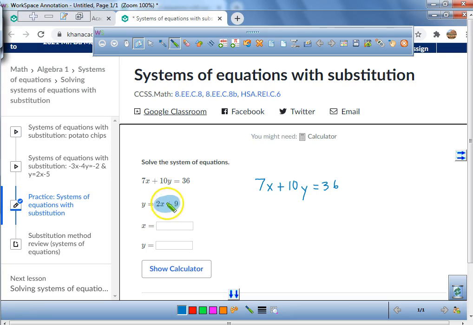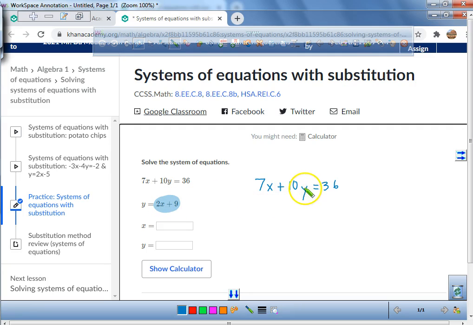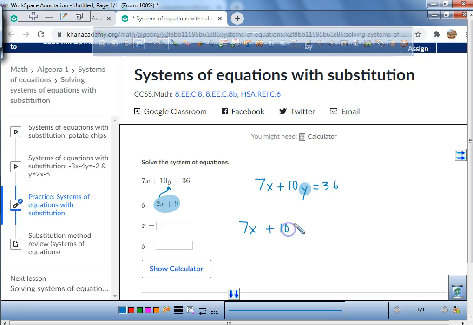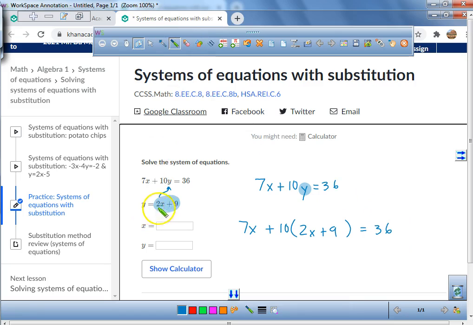Your y value is equal to what? 2x plus 9. So I have to take this, and wherever I see the value of y, I have to plug it into the top equation. So I'm taking this and plugging it in right here for y. You need to write 7x plus 10, open up a set of parentheses, but instead of putting the letter y, I'm plugging in 2x plus 9, equals 36. So that's the first step. The first step is to take what y is equal to and plug it in.